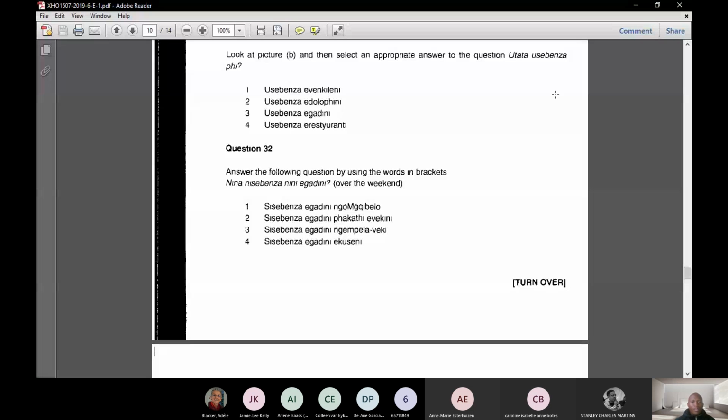Number 32. Answer the following question by using the words in brackets. Nina nisebenza phi? Over the weekend. So over the weekend is sisebenza egadini ngomgqibelo, or sisebenza egadini phakathi evekini, or sisebenza egadini ngempelaveki, or sisebenza egadini ekuseni. Choose one option.